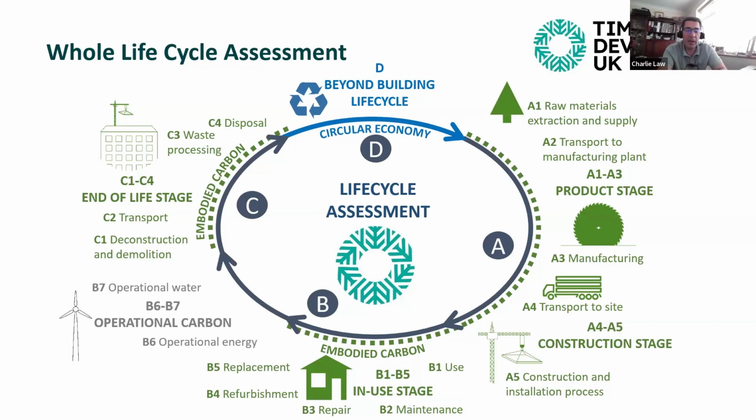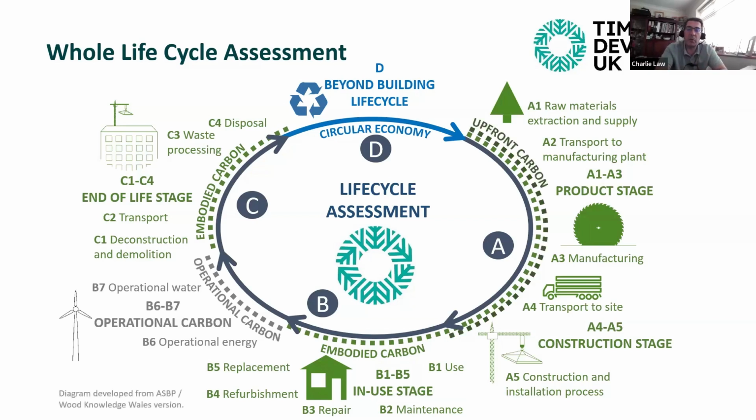our embodied carbon. And sometimes you've got your operational carbon, which is your B6 and 7, but what you've also got is what we call our upfront carbon as well, which is the A1 to 5. So if you hear the term upfront carbon, that is what they mean by the carbon emissions to practical completion. Okay.